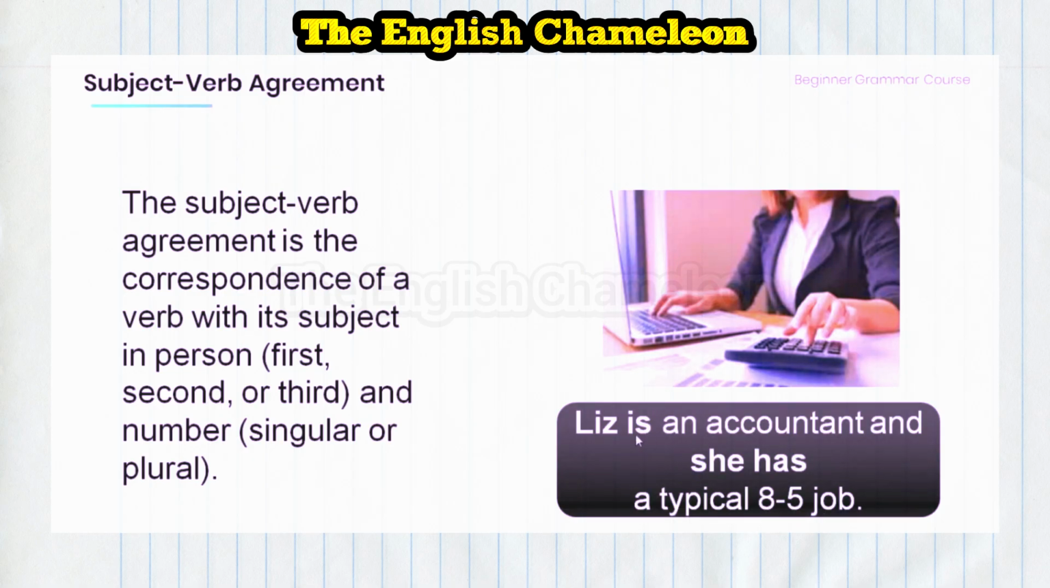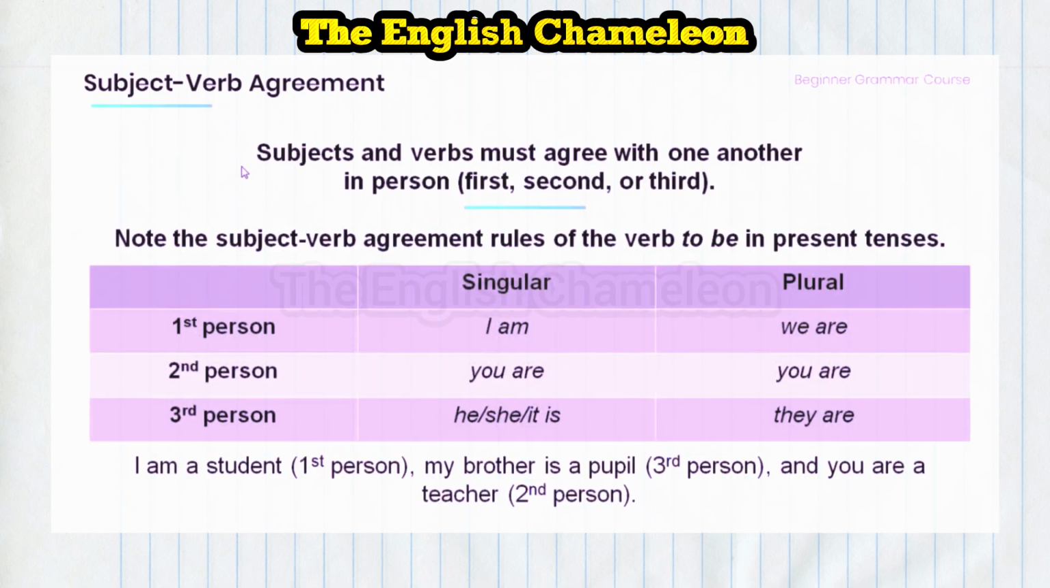Note that the verb is corresponds with the subject Liz, which is in the third person and singular. And the verb has corresponds with the pronoun she, which is in the third person and singular. Remember that subjects and verbs must agree with one another in person, first, second, or third.